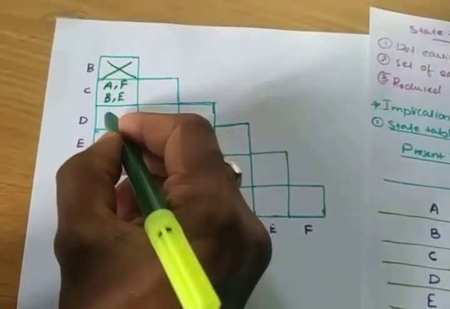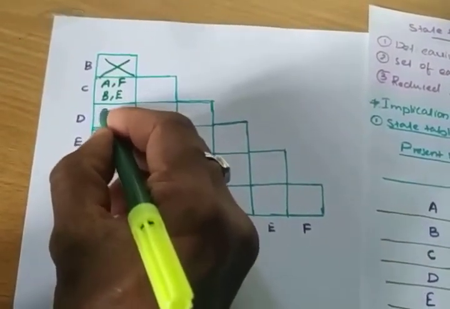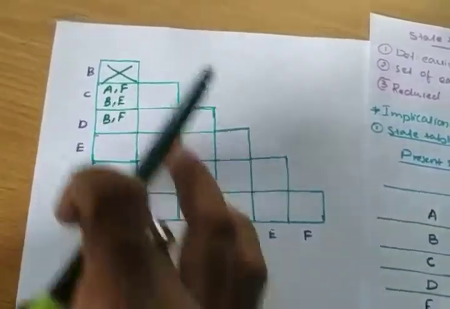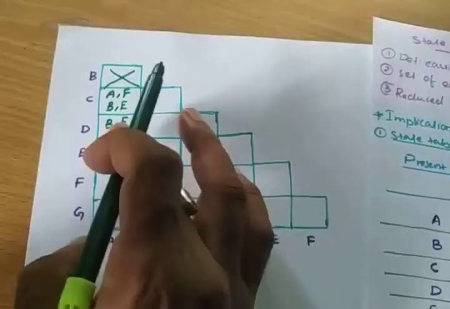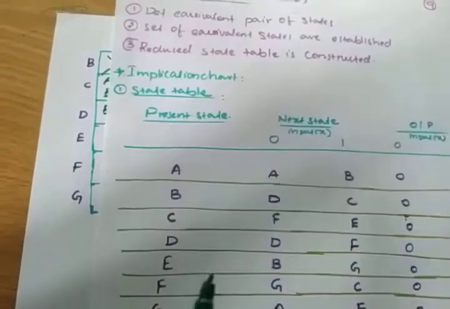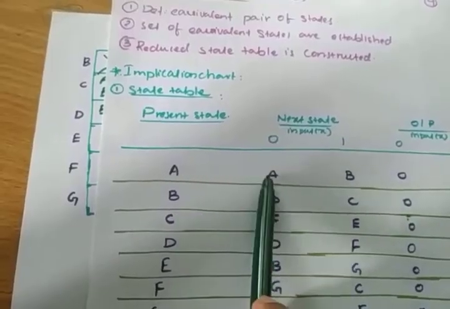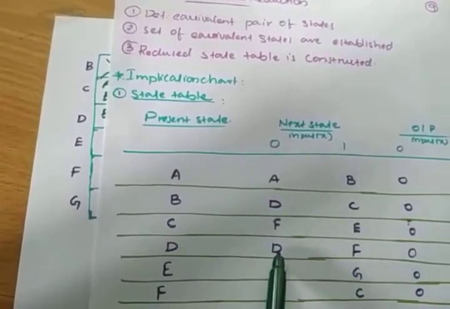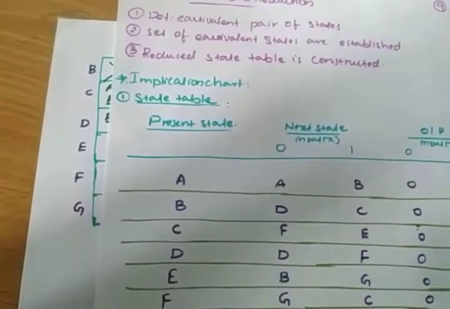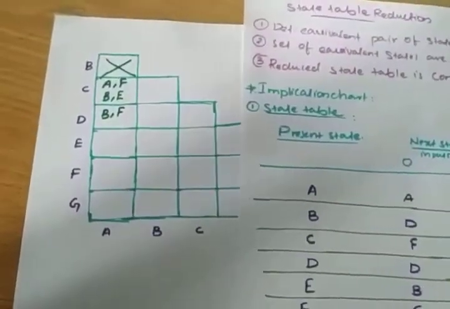Here we can write B comma F. We don't want to write A comma D, because we are already checking the AD combination, and for 0 it is the same state. Here also for 0, it is the same state. For input 0, same state. So same state means we don't want to write that entry in that particular column.